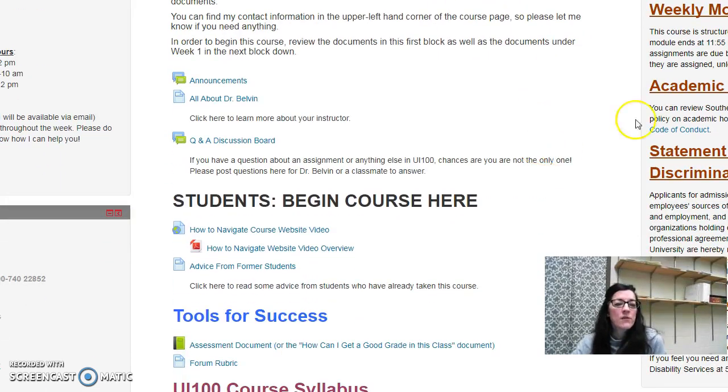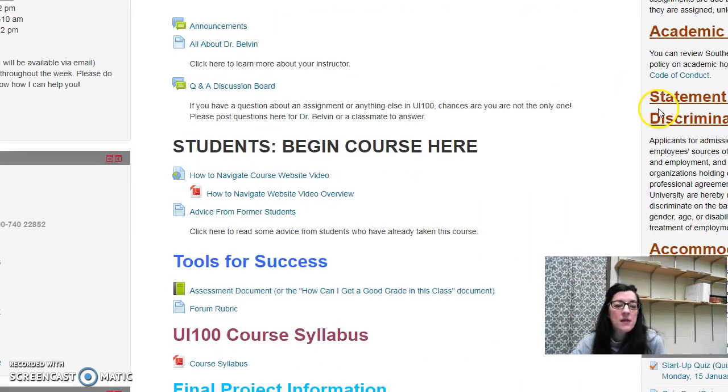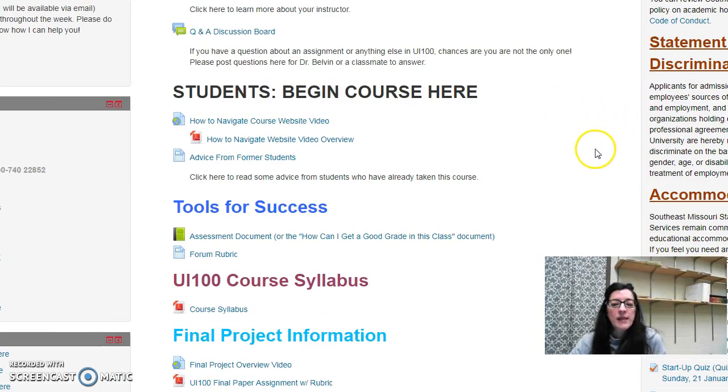I've also listed the university's academic honesty policy, our statement of non-discrimination, and our accommodations information. If you have a disability and need to register with Disability Services, you can do that at any point in the semester, and I have their contact information listed there. So I'm going to come back over here.